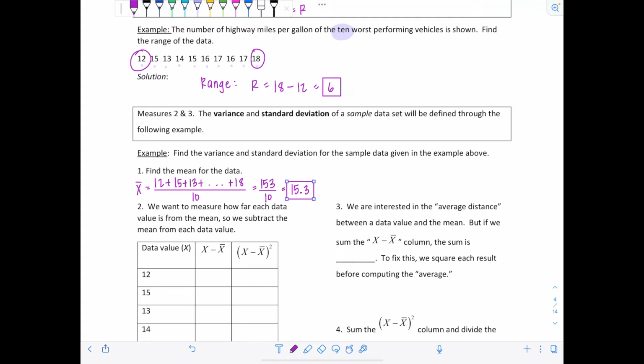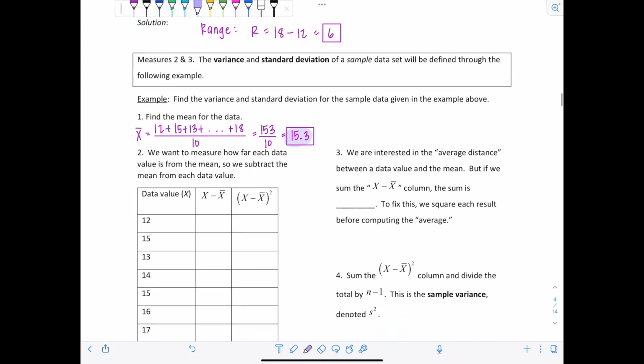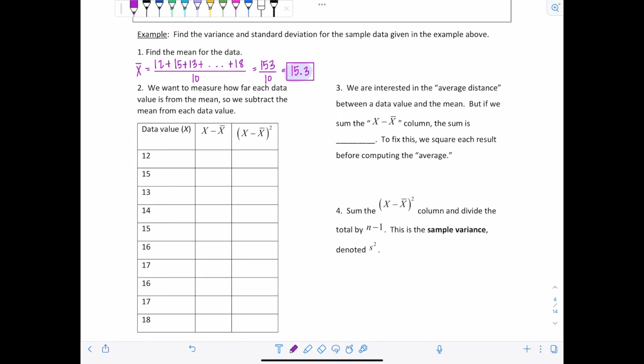Okay. Good. So now what we want to do is measure how far each data value is from that mean of 15.3. How much do they differ, or how spread out are they from the center of 15.3? So what we're going to do is take each data value and subtract the mean from it. So 12 minus 15.3, you're going to take each value minus the sample mean. That's what we're doing. So 12 minus 15.3 gives me negative 3.3. That makes sense that it's negative because 12 is lower than the sample mean, right? So it should be negative.